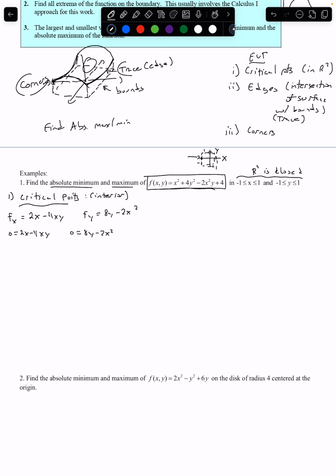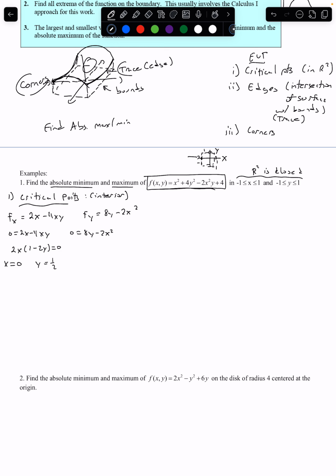And for the first one over here, I'm going to factor out a 2x, and that's going to give me 1 minus 2y. Set that equal to 0. I get x equals 0, y equals 1/2.